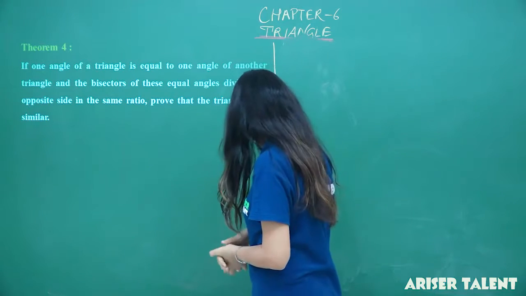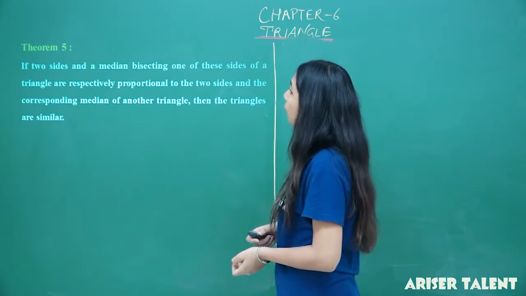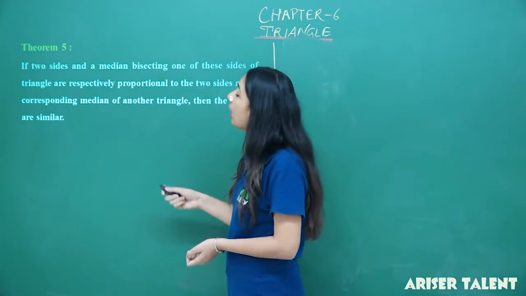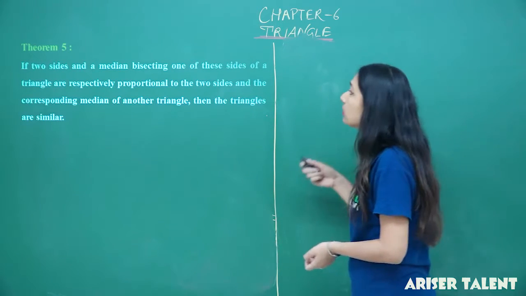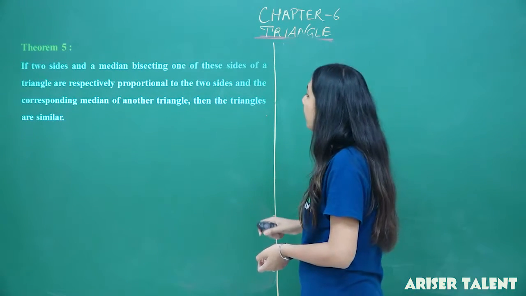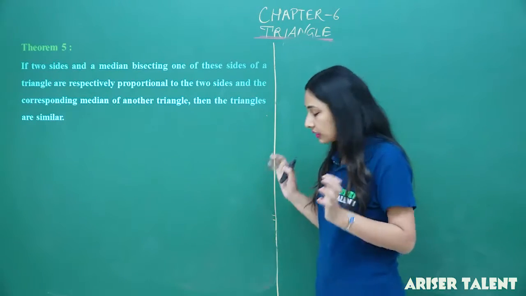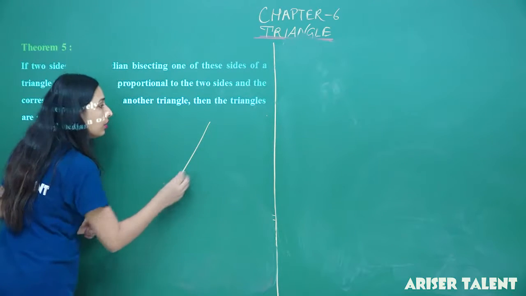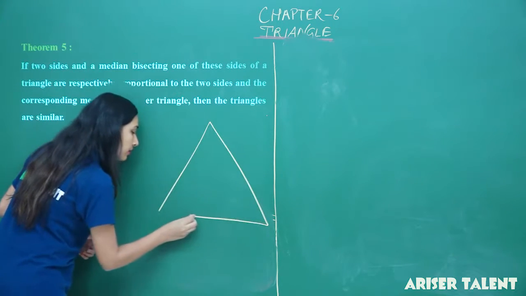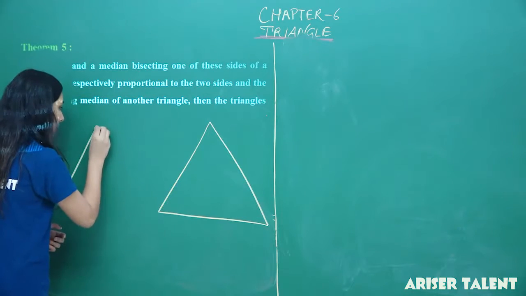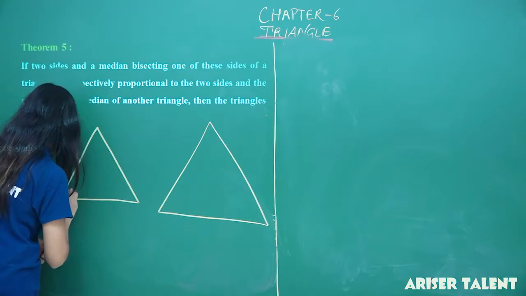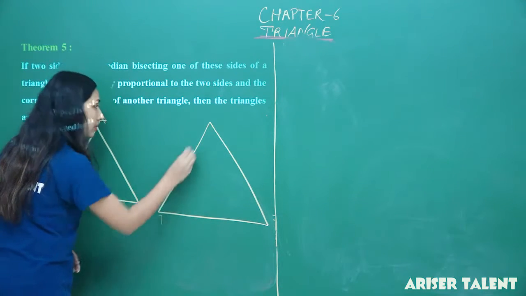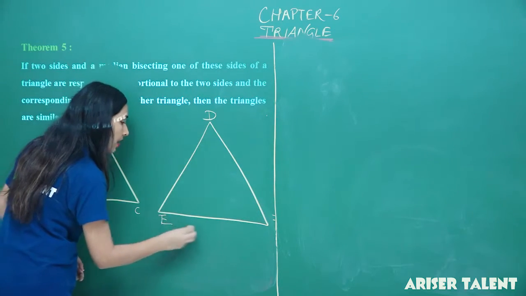Okay, so theorem 5: if two sides and a median bisecting one of these sides of a triangle are respectively proportional to the two sides and the corresponding median of another triangle, then the triangles are similar. So, this looks something confusing. Okay, so first draw two triangles to make it easier. It is easy indeed, you will get to know. That is A, B and C, and that is D, E, F.